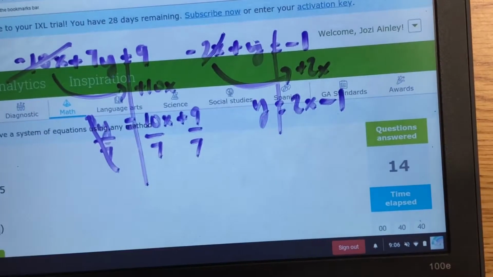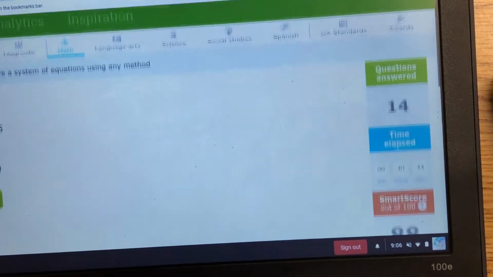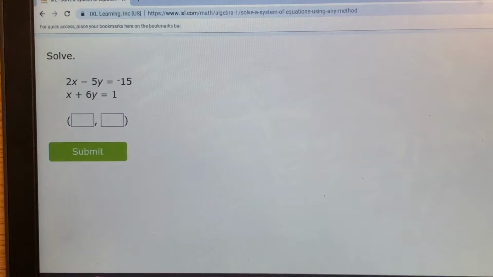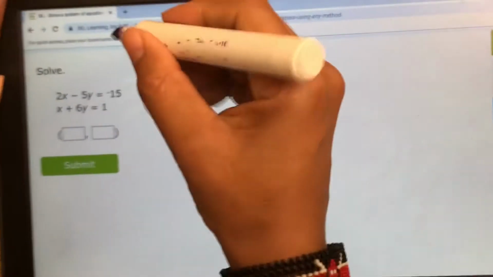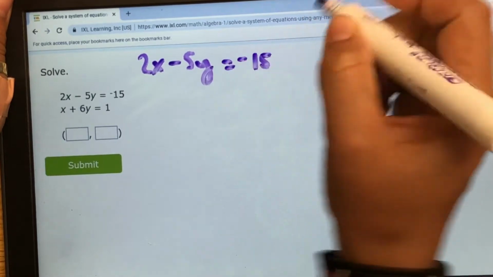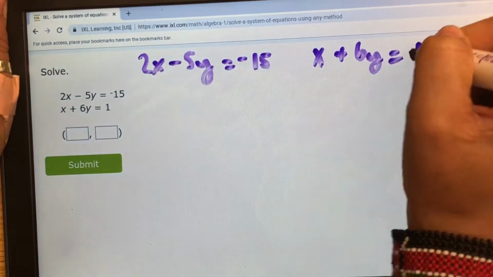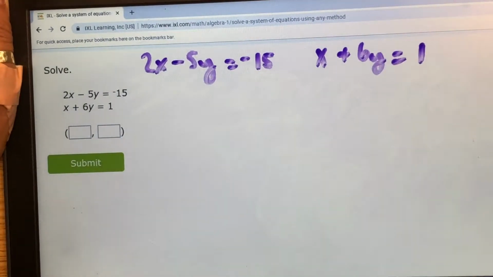Okay, I know I said I would only do one more, but I'm going to do one more. So first thing is always to write y equals. So you write the two equations down. Here's your first step. Then you write your second equation down. And you're going to make them look like y equals.